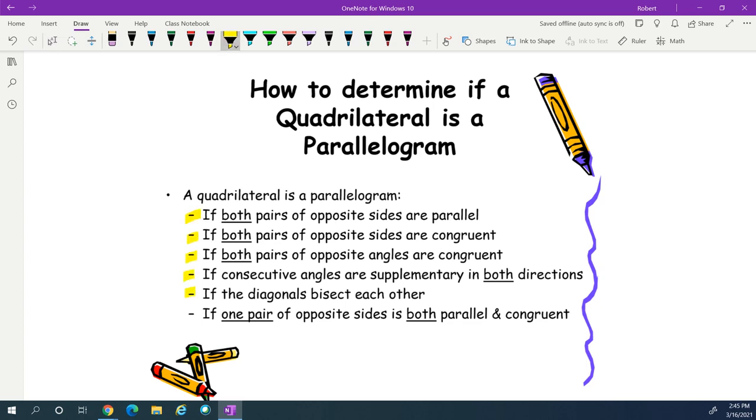If any of those properties are true, then we have a parallelogram. We don't have to confirm all of them. We have to check and confirm one of them. The new one is if we have one pair of opposite sides that has both properties, parallel and congruent. So both pairs of opposite sides are parallel, both pairs of opposite sides are congruent, or one pair of opposite sides has both properties, parallel and congruent. So we do whatever work is necessary to figure out if any of those properties are true.